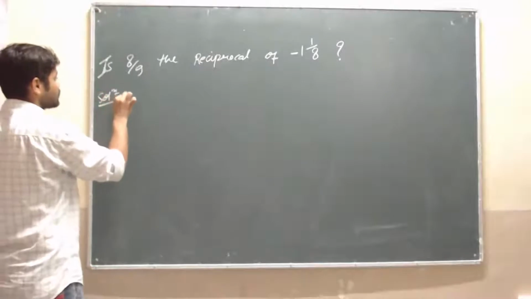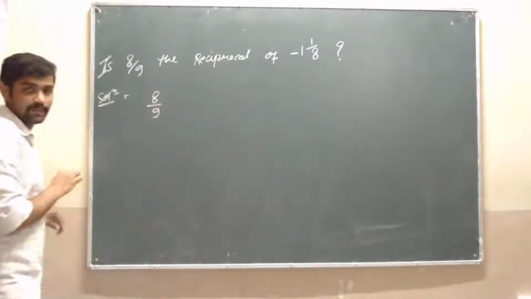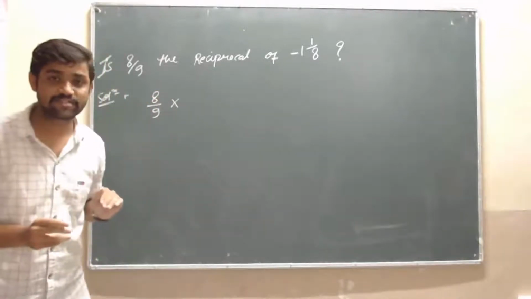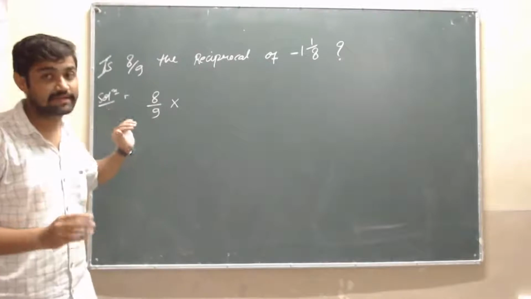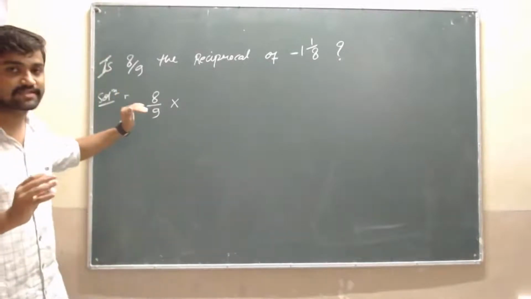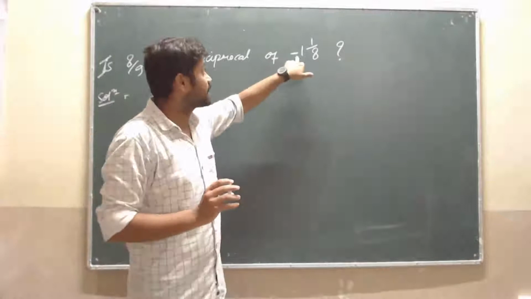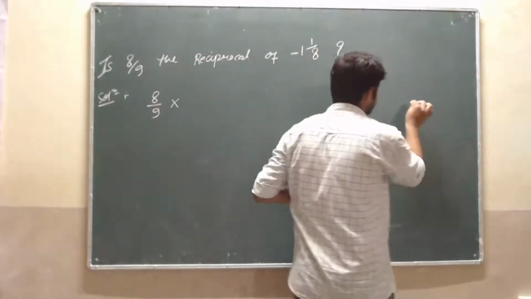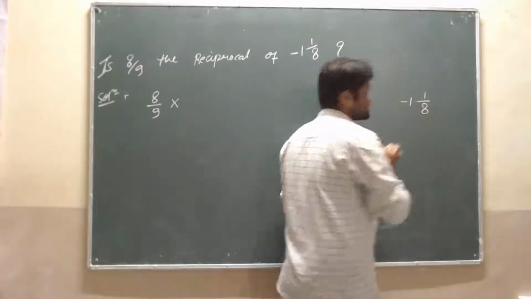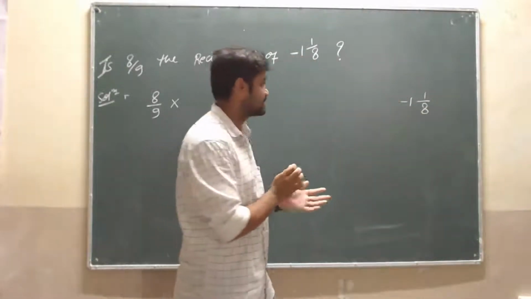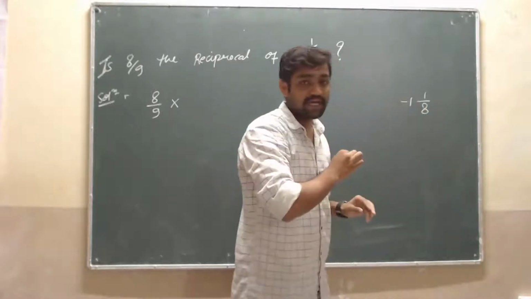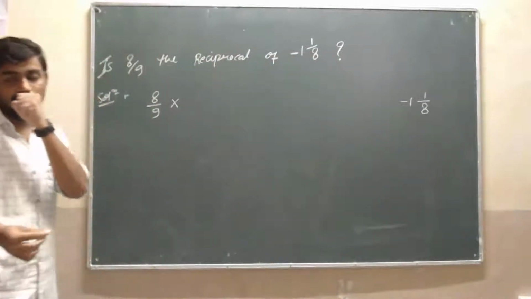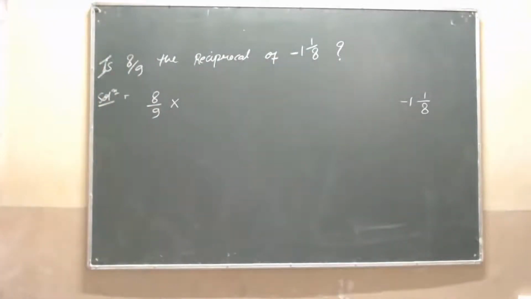Solution we have, the question is 8 by 9. We have to multiply with the inverse of 8 by 9. What is the inverse we know? Inverse is 9 by 8. But here we do not have to check with the inverse. Here he has given a mixed fraction, minus 1 and 1 by 8. Just convert it into a fraction. It is a mixed fraction, then convert into a fraction, that is 8 ones are 8, minus 8.